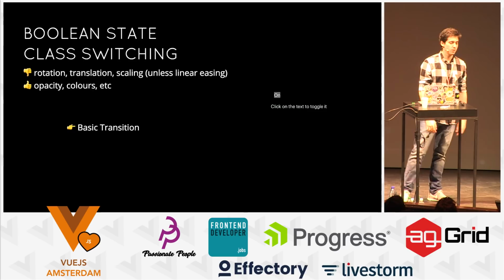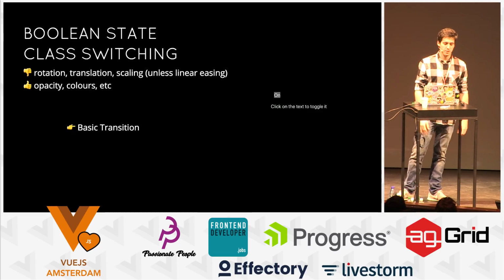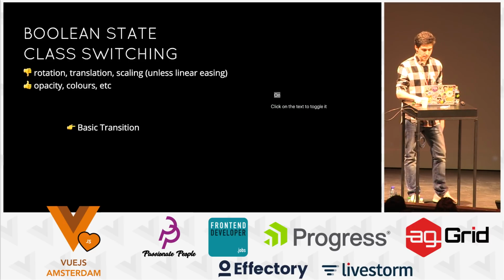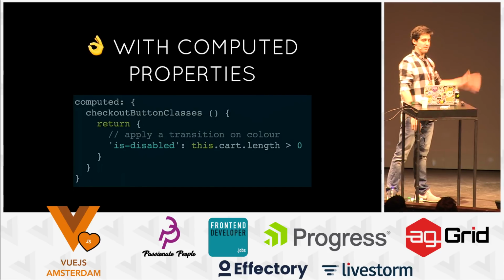If you use it on opacity, colors, and other things that are more subtle, the human eye is not able to realize how it changes. So it's actually OK. And the way you do that usually is with computed properties. So you probably have used this code already.